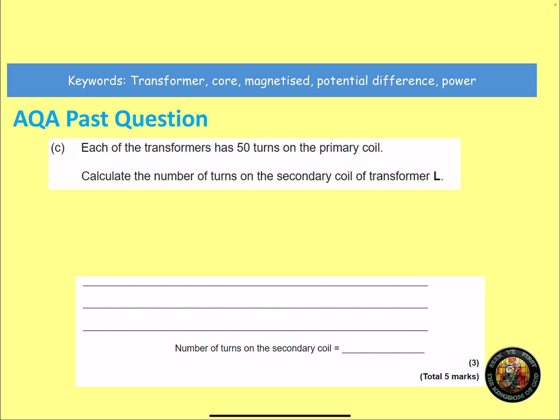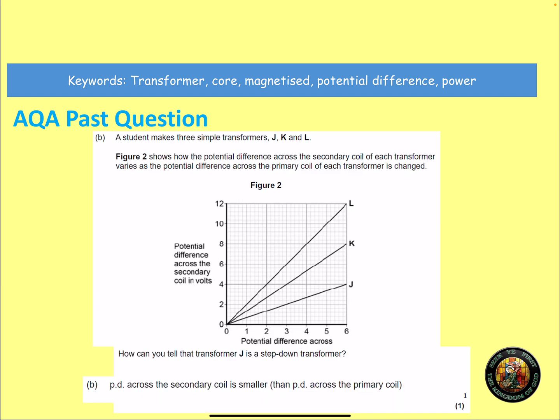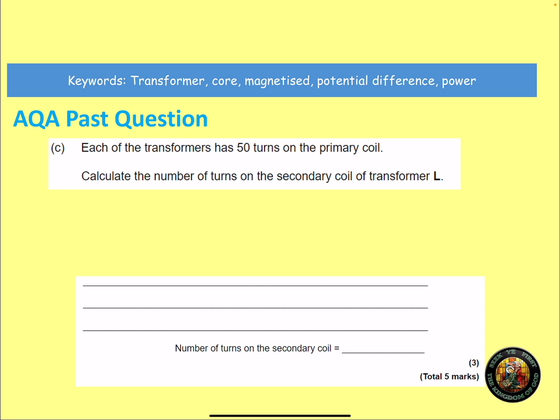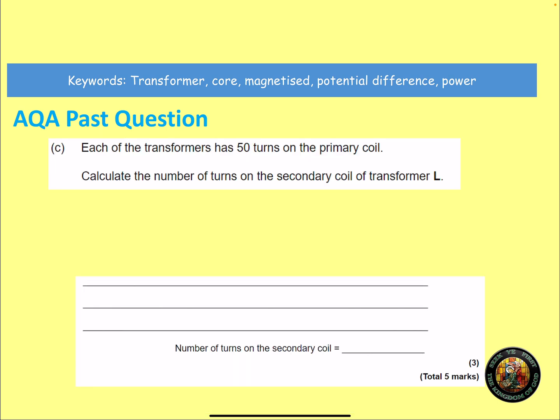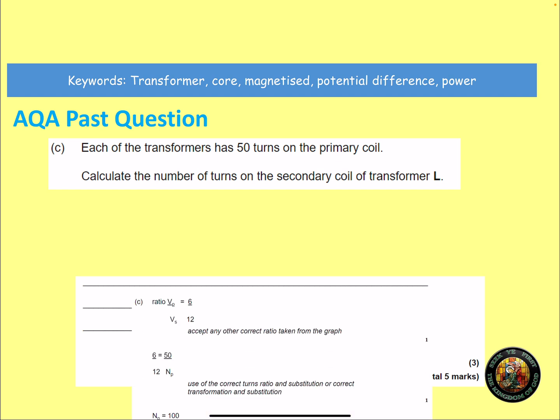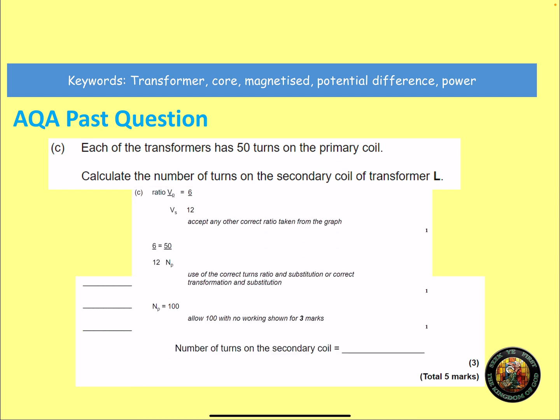Each of the transformers has 50 turns on the primary coil. Calculate the number of turns on the secondary coil of transformer L. Okay, so there you go. And that was worth 3 marks.